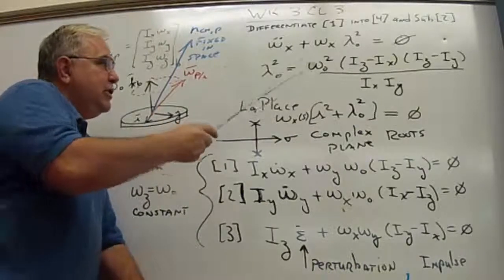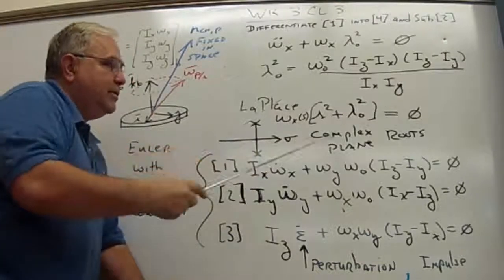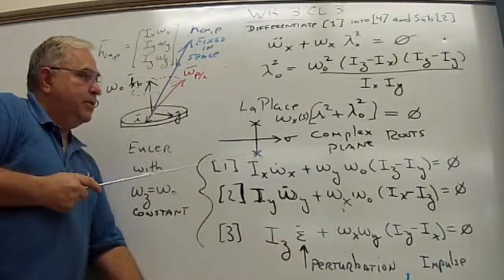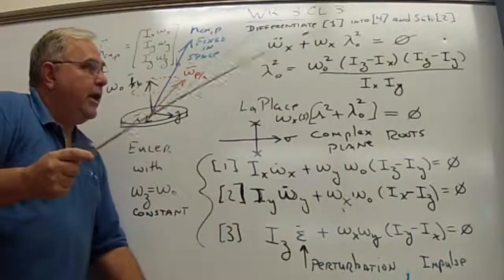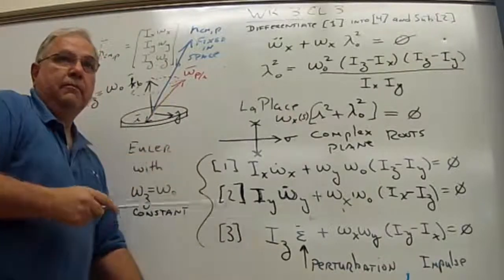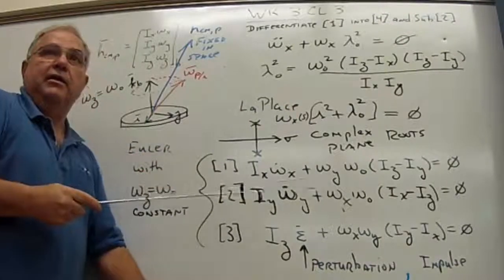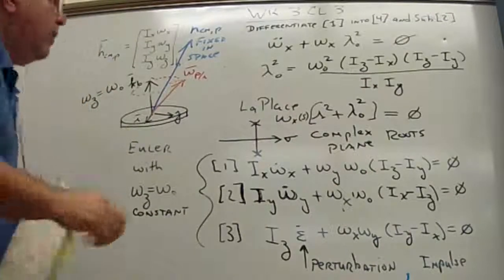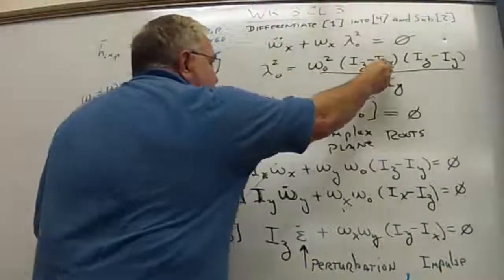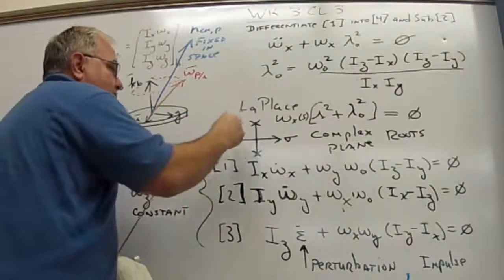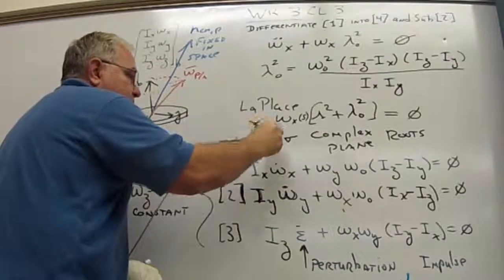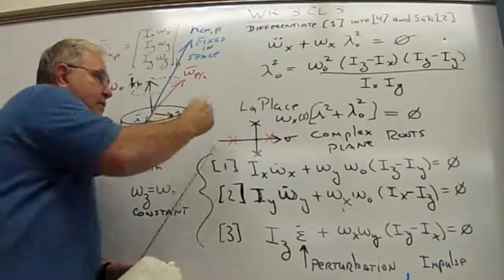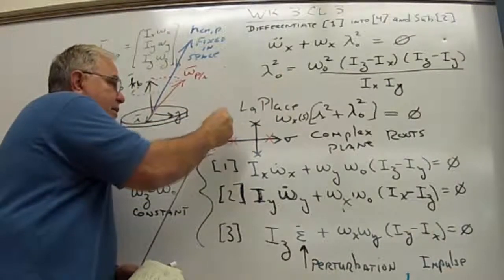So again, if you took the Laplace of this, you'd end up with s squared plus lambda 0 squared equals 0. That's a harmonic oscillator with roots on the plus or minus j omega axis, as long as this is a real frequency. I can't have this coming out to be a negative number. If, for example, this turned out to be a negative number, then I would have two real roots, one of which would be in the right half plane. So this is the condition.